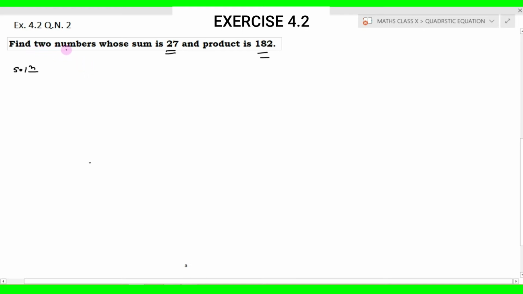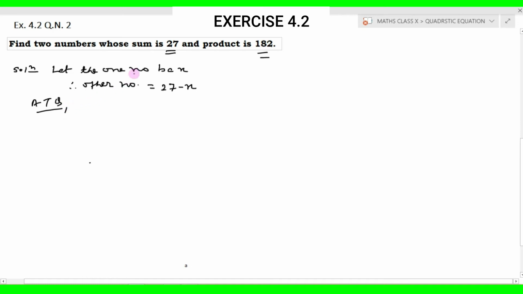Here we have to find the two numbers. So let one number be x. Therefore, the other number you will get from the question. The sum of two numbers is 27. Okay, so one number is x, the other number definitely will be 27 minus x. And then the third step: according to the question you have to frame the equation.